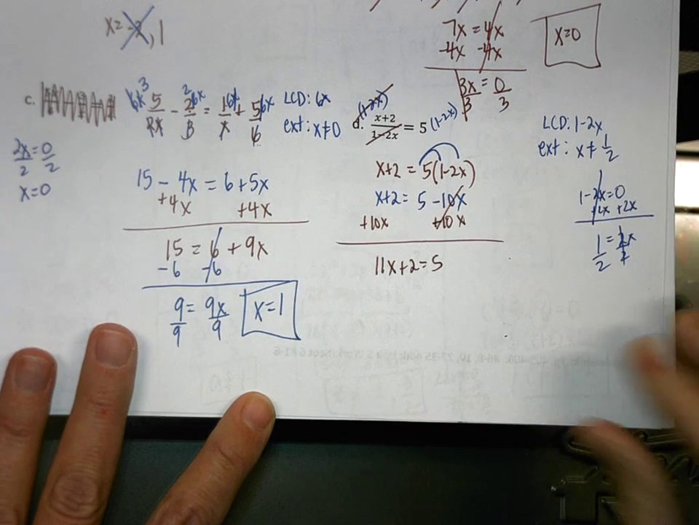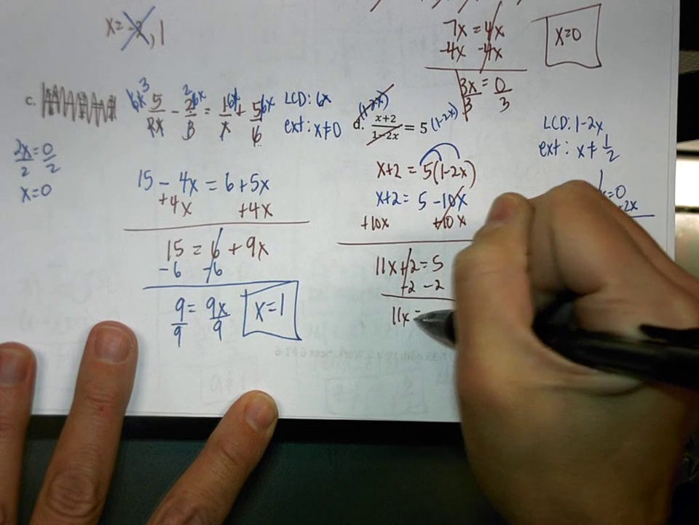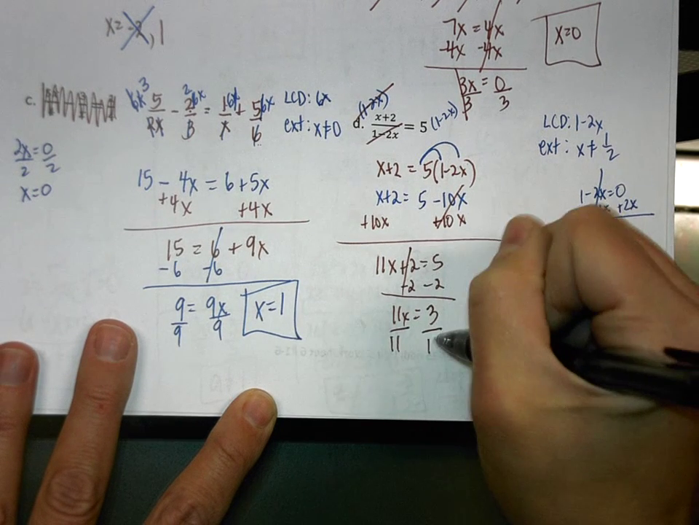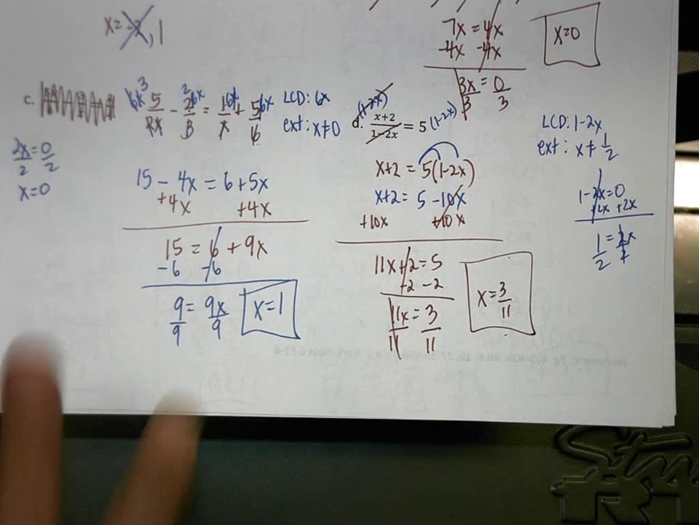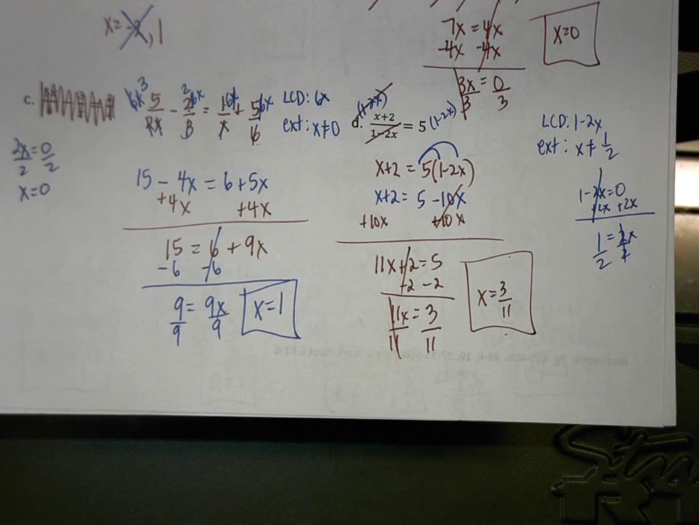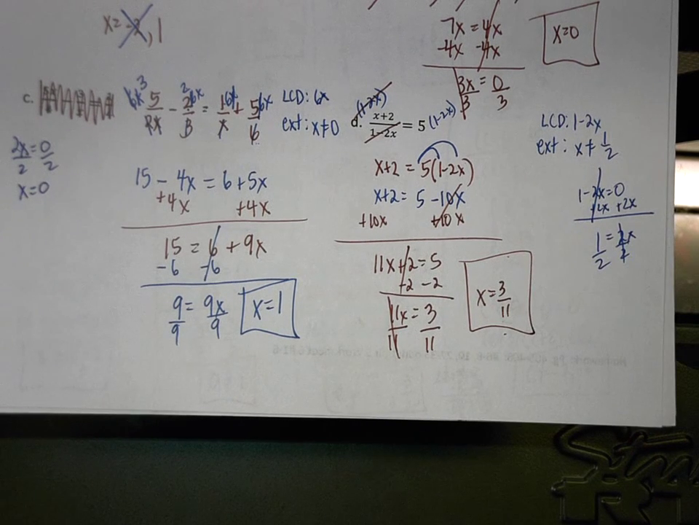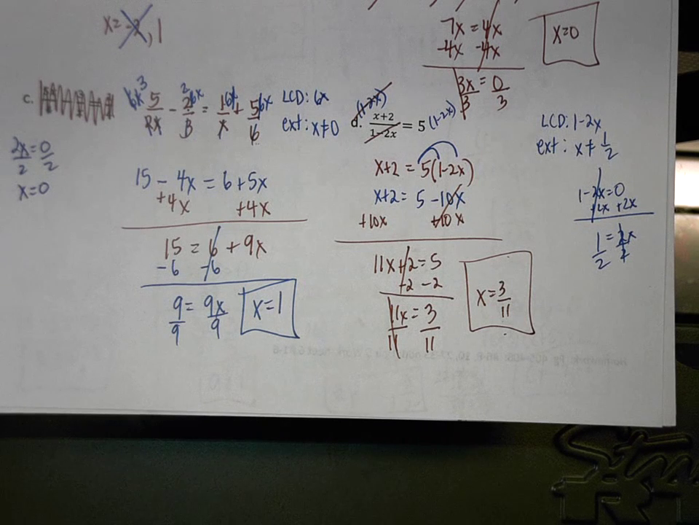Next I would subtract 2. 11x equals 3. And then the last step is to divide by 11 to get x equals 3 over 11. If you had got a negative x, then you would have had a negative number, and then a negative divided by a negative makes a positive. So either way, you'll get the same answer. And does this match my extraneous solution? No, so I'm good. Okay, so if you didn't get that one correct, did we see where we went wrong?